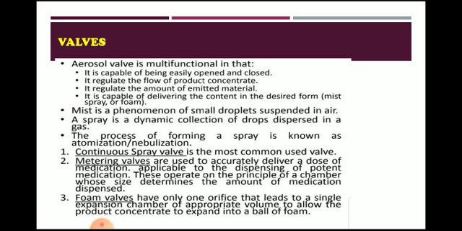The continuous spray valve is the most commonly used valve, whereas the metering valve accurately delivers a dose of medication, applicable to dispensing of potent medication. On the other hand, we have the foam valve. It has only one orifice leading to a single expansion chamber of appropriate volume to allow the product concentrate to expand into the form of a ball or a foam.